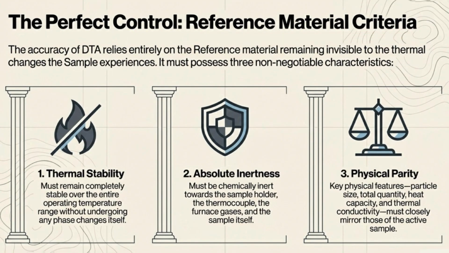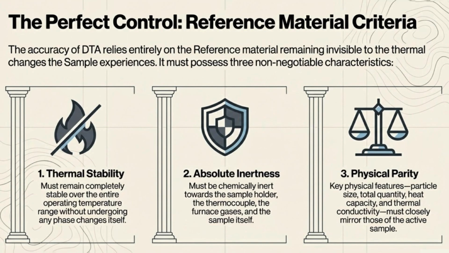A very important thing in DTA is the reference material. Remember that in TGA we have not used any reference material. However, in DTA we will use a reference material, and an ideal reference material should have the following properties. It should be thermally stable, and it should be absolutely inert, and it should be physically similar to your sample.